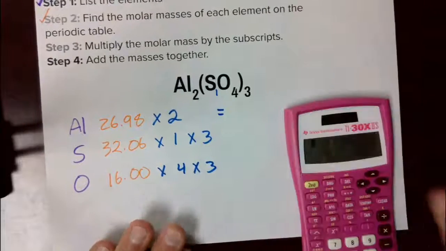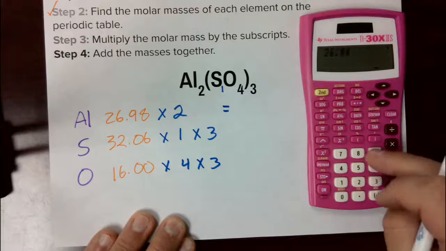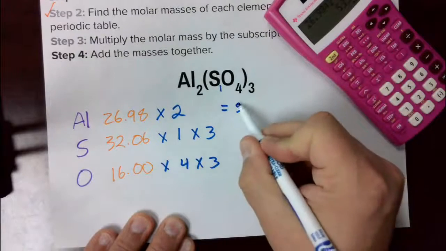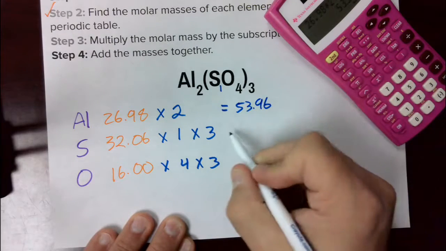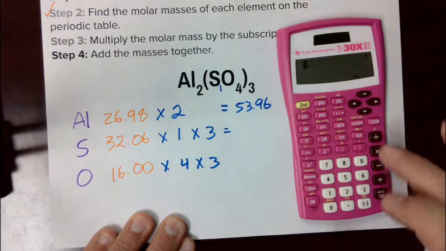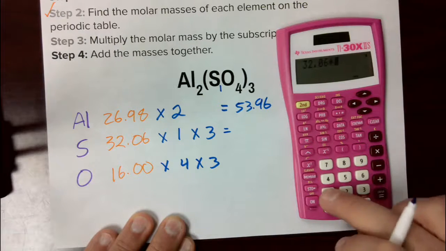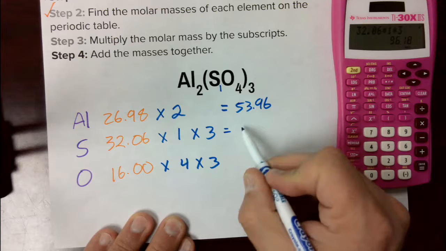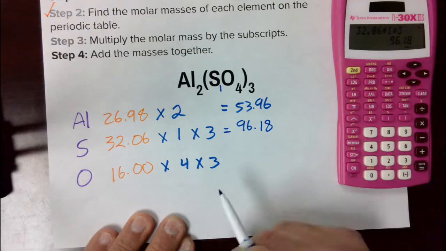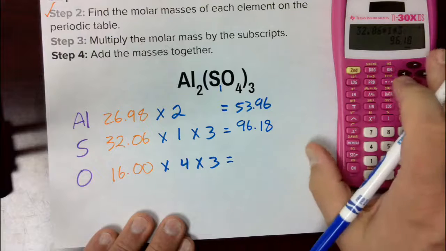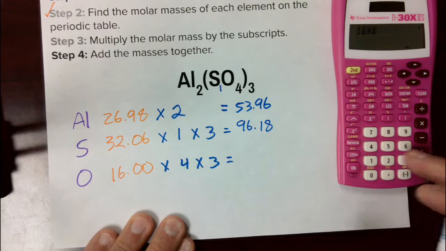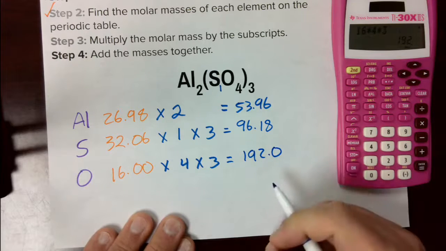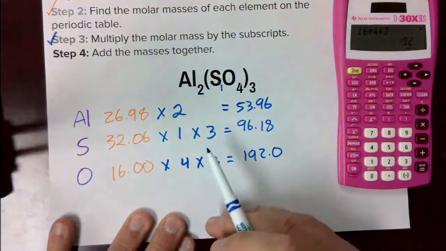So the first one, aluminum, 26.98 times 2 gives us 53.96. And then we have sulfur. We're going to do 32.06 times 1 times 3. And that gives us 96.18. And then finally we have oxygen. So for oxygen we type 16 times 4 times 3, and hit enter, and we get 192. Step 3, multiply by the subscripts, taken care of.